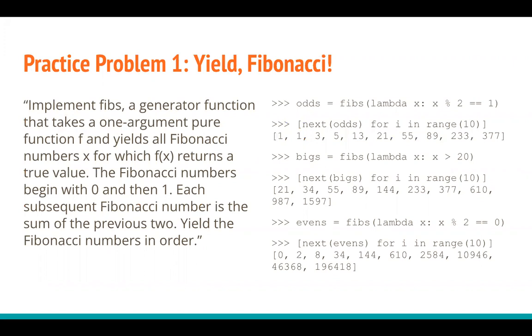So let's look at our first practice problem, yield Fibonacci. In this one, we're basically implementing a generator version of fibs. It takes a one argument pure function f and yields all Fibonacci numbers x for which f of x returns a true value. The Fibonacci numbers begin with 0 and then 1. Each subsequent Fibonacci number is the sum of the previous two, and you should yield the Fibonacci numbers in order.